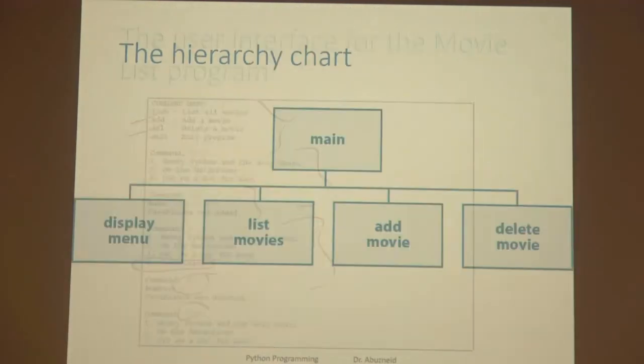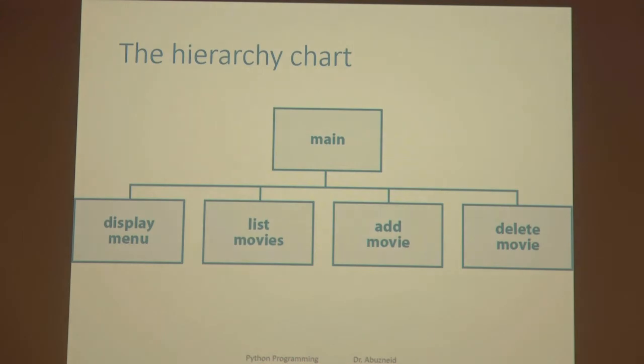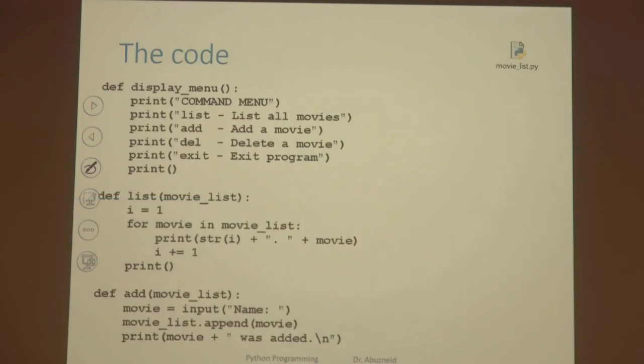All right. So usually when you do the hierarchy for any chart, it starts with the main, and then you have the components. When you write any program, you divide your program into components. So the main will call the different parts. In here, for example, you have the display menu, the list menu, the add movie, and delete movie, etc. So always try to have the pseudocode or the chart for the code you're trying to write. That will make it easy for you to fill in the blanks and write the functions.